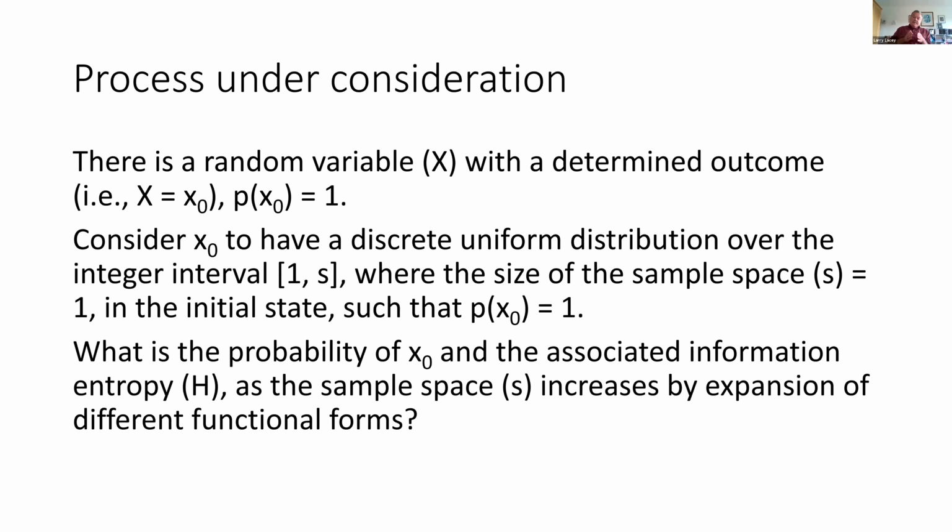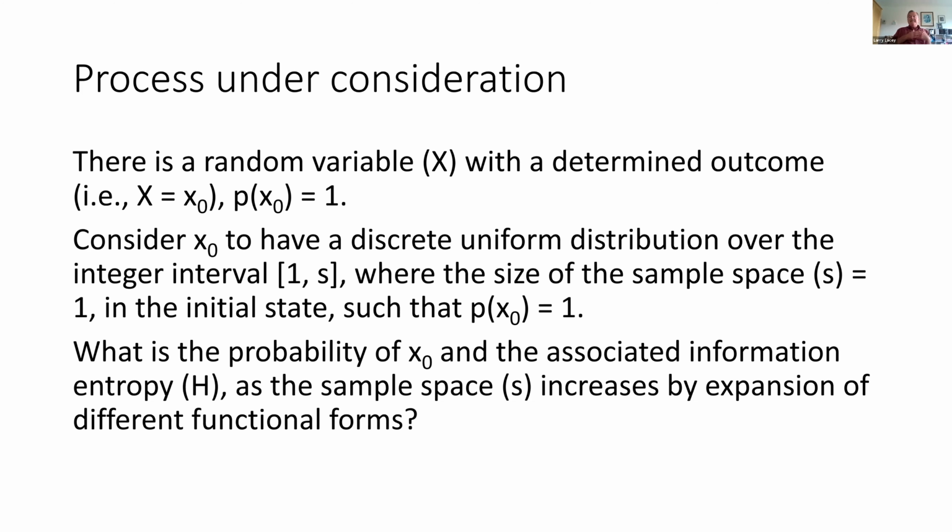But let's also assume that this sampling space can increase. And let's assume there's a uniform distribution over this discrete sampling space. So the question is, what's going to happen to the probability as the sampling space increases? And a related question is, what happens to the information entropy of the process?